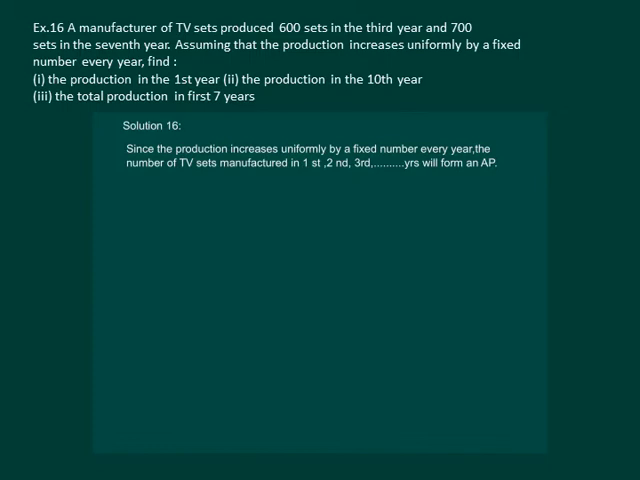Since it is given that the production increases uniformly by a fixed number every year, the number of TV sets manufactured in first year, then second year, and third year, and so on, will form an arithmetic progression. Let us denote the number of TV sets manufactured in the nth year by an. So we are given number of TV sets manufactured in the third year, which is 600, and number of TV sets manufactured in seventh year is 700.